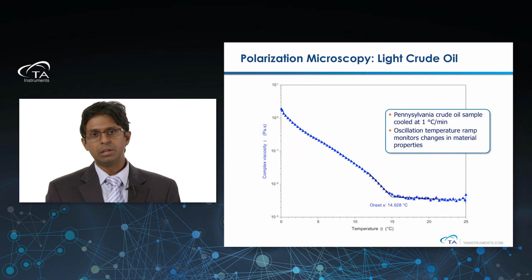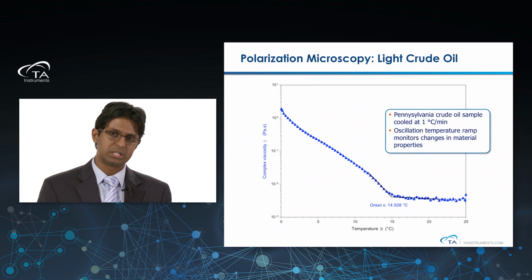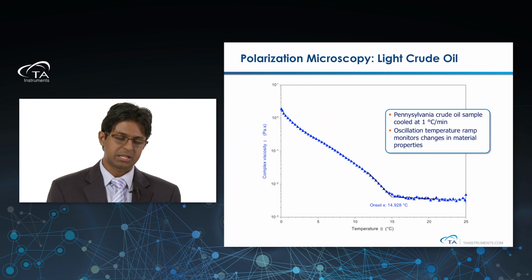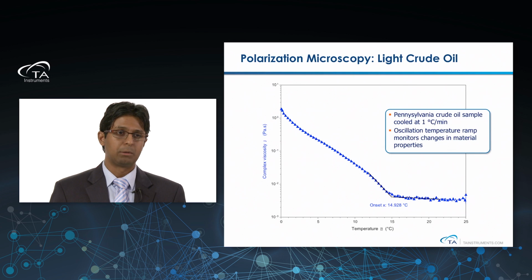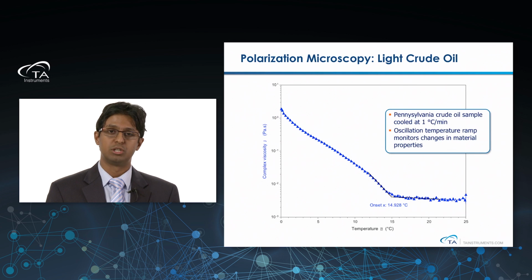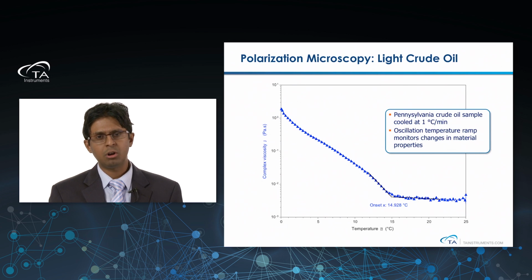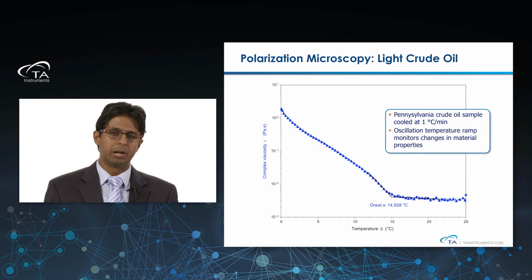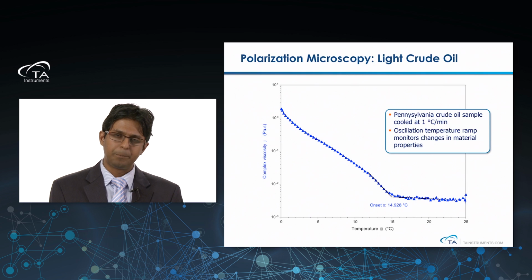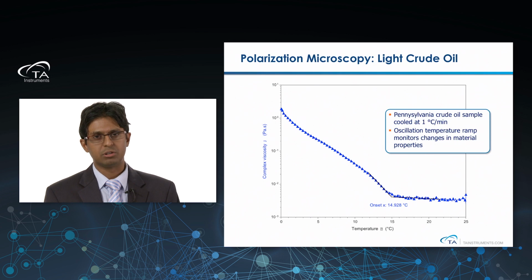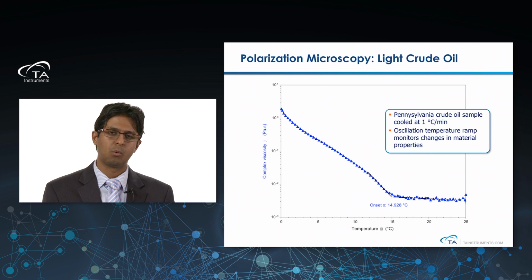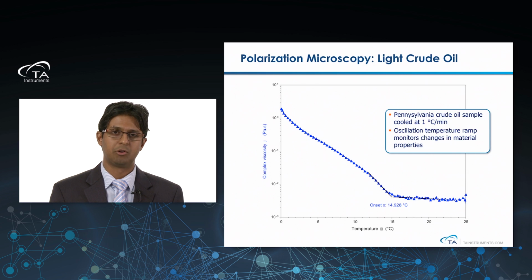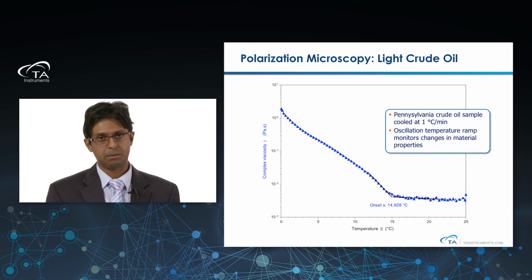The next example we'll look at is with cross-polarization microscopy. In this case, we're looking at a light crude oil, a Pennsylvania crude oil, that was subject to a cooling temperature ramp. So with crude oil samples, as the sample is cooled, it undergoes a transition where some of the individual components of the crude oil start to precipitate out. They crystallize and they form a wax. And this is marked by a dramatic increase in the sample viscosity.